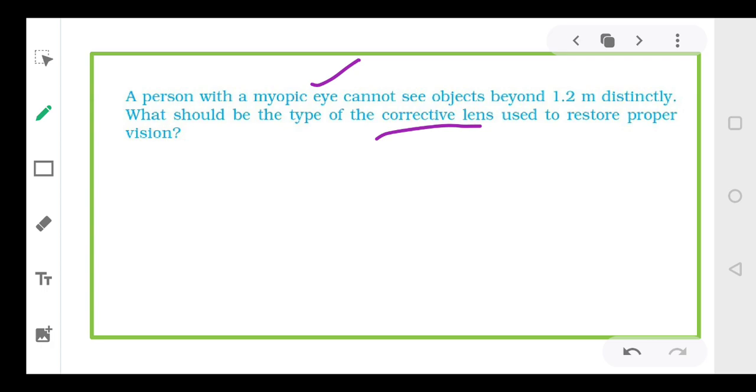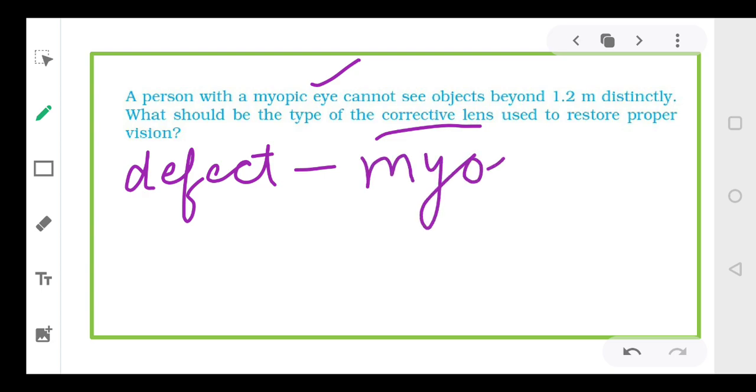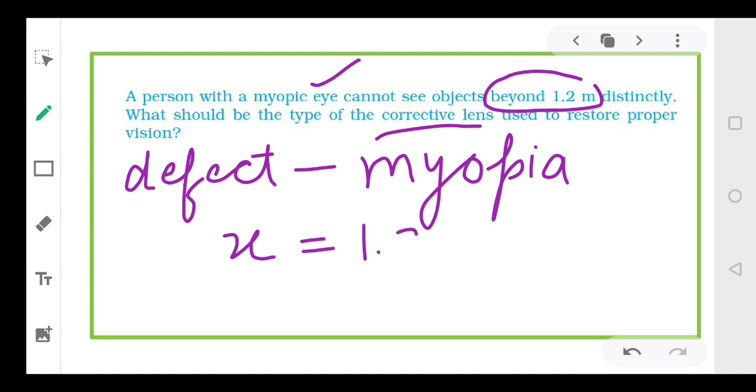Let's see now. What is the defect the person has? Myopia, right? So in myopia, which formula do we use? Just remember in your mind. In this question we'll be using this formula. Second thing, the distance given is 1.2 meter. So what is this? This is your x. X is equal to minus 1.2 meter.